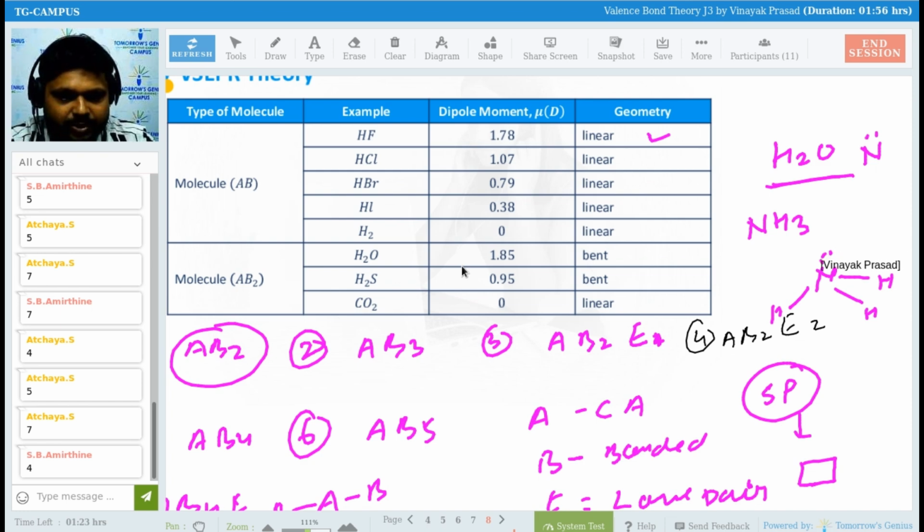And 2 electrons will remain. So can we write these 2 electrons as a lone pair? Can we write it like this? Yes or no? Please tell me. So how many lone pairs and how many bonds are there here?